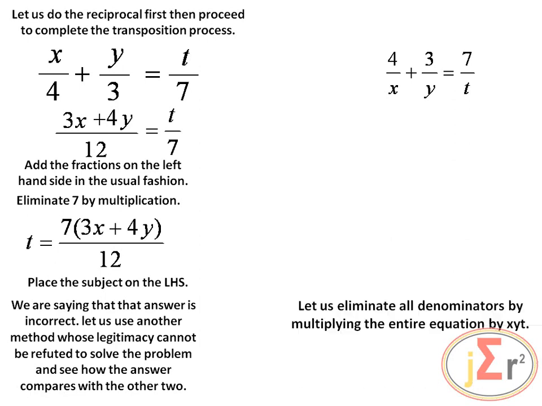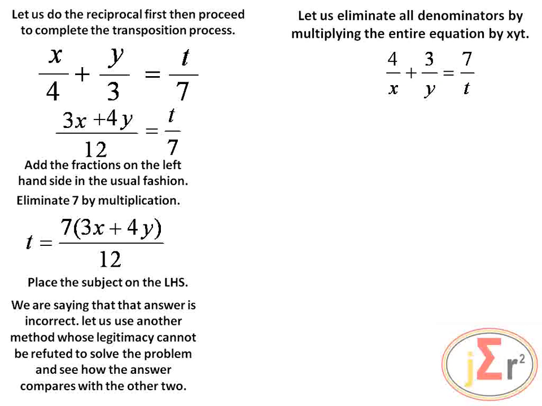So let us multiply by the common denominator, and we are choosing an expression for our common denominator that x, y, and t can divide into, and we just say that is xyt. So let us eliminate all denominators by multiplying the entire equation by xyt, and I am sure that this is a universally accepted method of eliminating the denominator. That is the one that I am speaking of. That one is irrefutable.